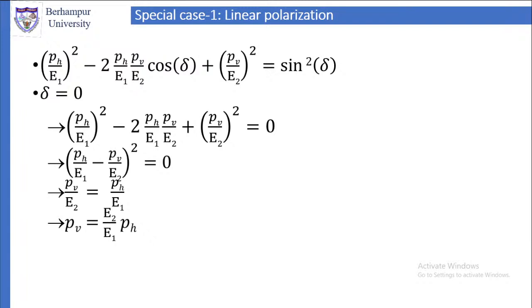Now look at this. This is of the form y is equal to mx. y is the dependent variable, x is the independent variable, m is the slope.